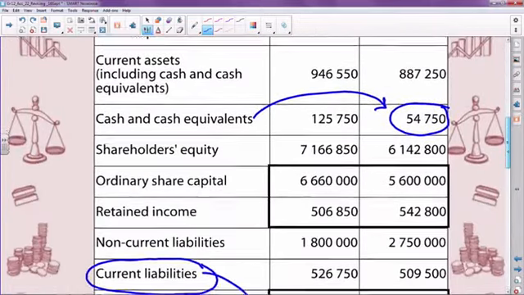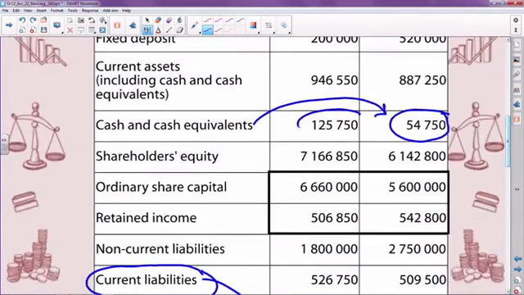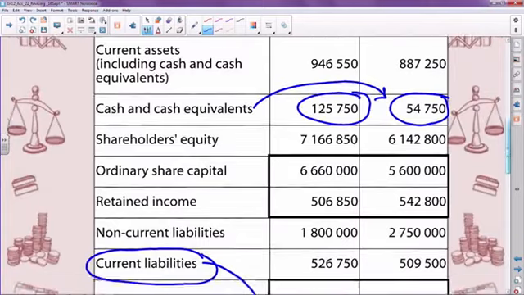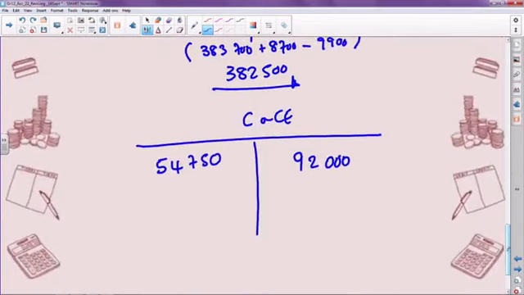At the end of the year, what's my situation? I've got cash and cash equivalents of 125,750. Now you must be asking, why is it on the credit side? Because it's going to be brought down on the debit side. Simple. Above the line, you're carried down in your brought down balance. Now, what are you determining? The net change in cash and cash equivalents. Here goes.